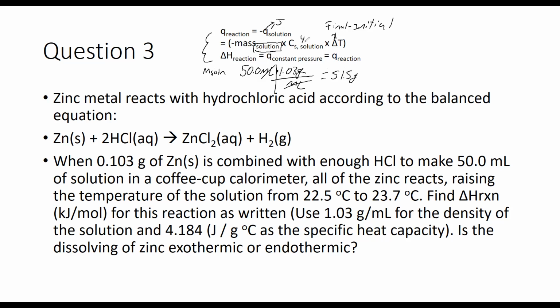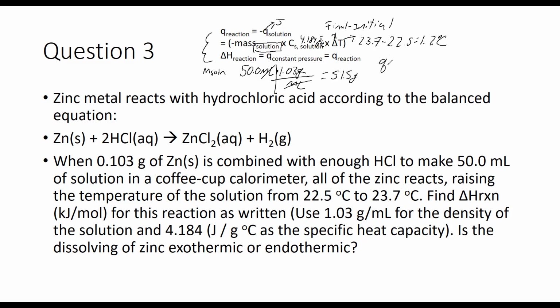C_s of the solution is given in the problem, 4.184 joules per gram centigrade. Delta T, final minus initial. So that is 23.7 minus, what did I write there? 22.5, which is 1.2 degrees centigrade. All right, so we have mass, C_s, delta T, and we're ready to do some calculations.